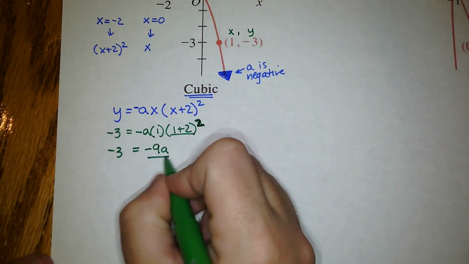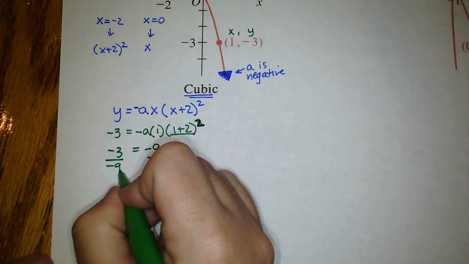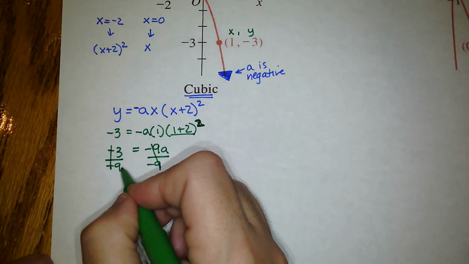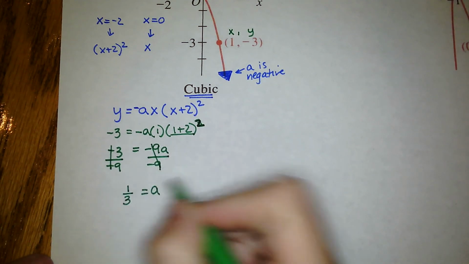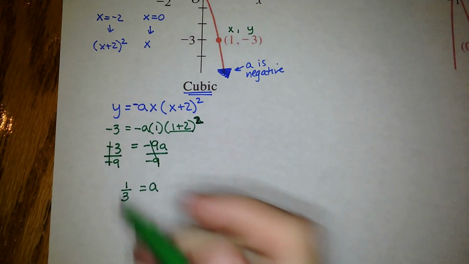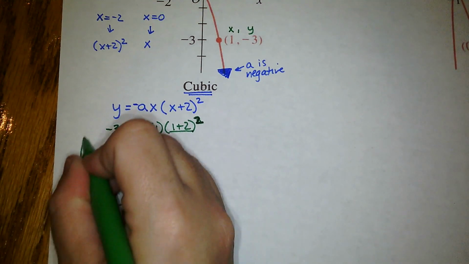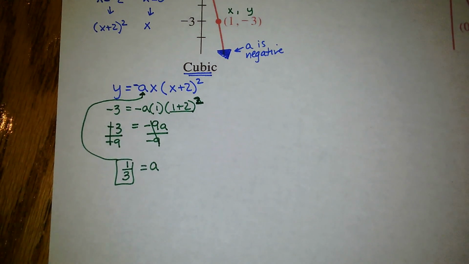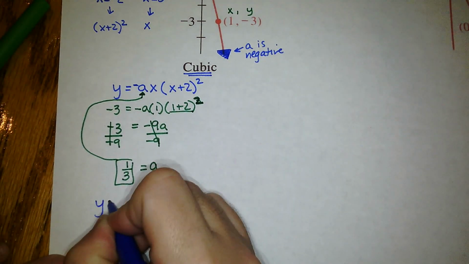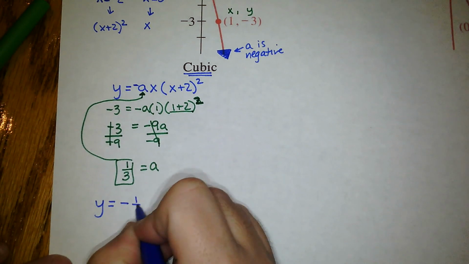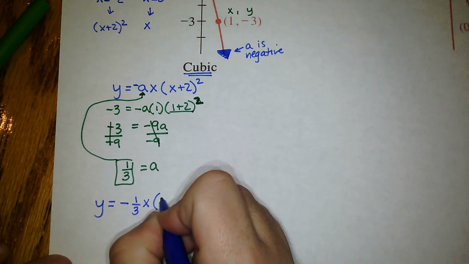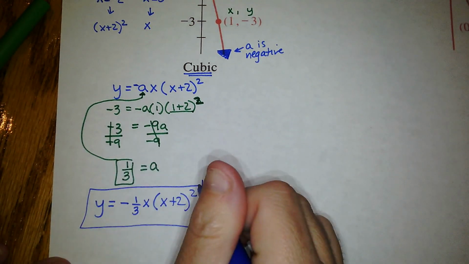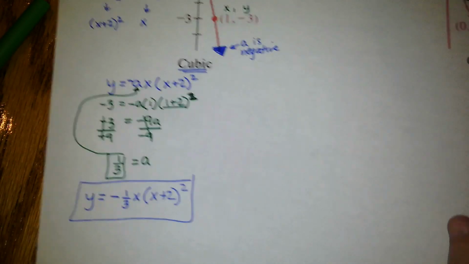Solving for a, divide both sides by -9. A negative over negative is a positive, and 3/9 is going to reduce to 1/3. So this right here is going to go into just the a position. And we have to write our final answer. Y equals -1/3 x parentheses x plus 2 quantity squared. There's your final answer for the first one.